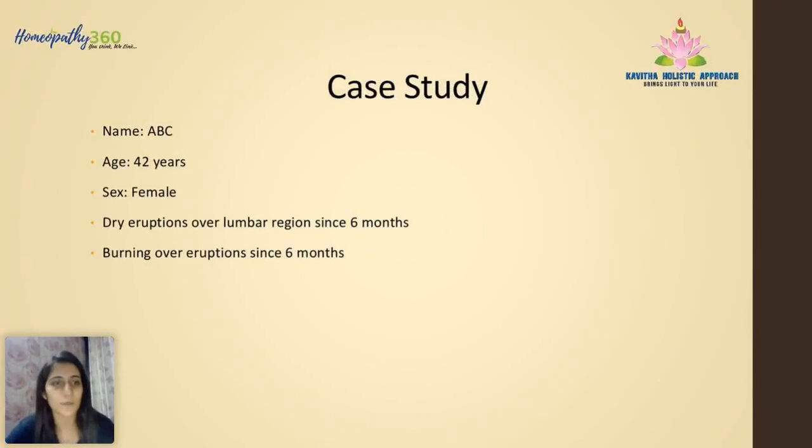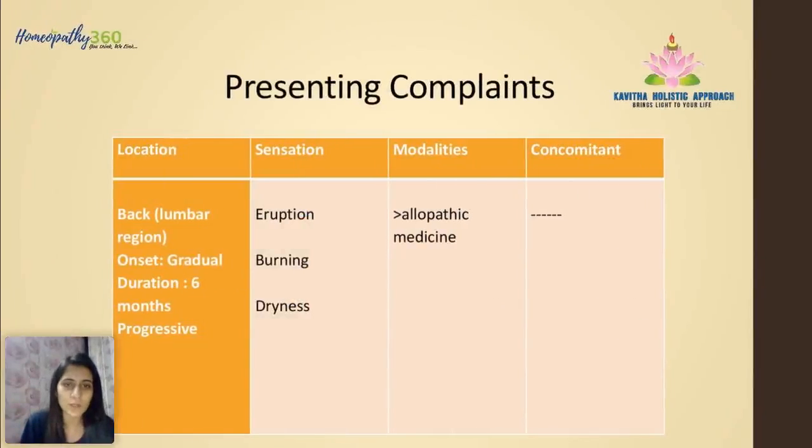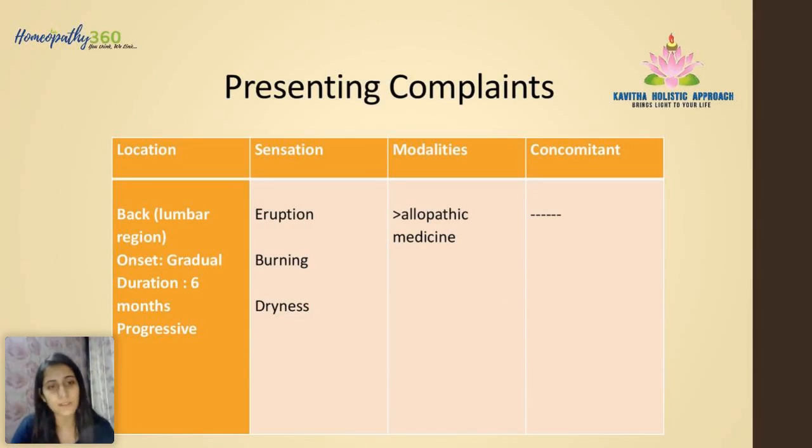So now we come to the case of tinea corporis, which came to me around a year back. When I was taking the case, a lady of 42 years visited the OPD, and she complained of dry eruptions over the lumbar region, over the back, since the past 6 months. She was also complaining of itching and burning over the eruptions since those 6 months. The eruption didn't occur suddenly. It was a gradual formation, very small at first, and then it started growing, and now it is very irritating and creating problems for her. There is extreme burning, extreme itching, and the lesion is progressing more over the lumbar region.